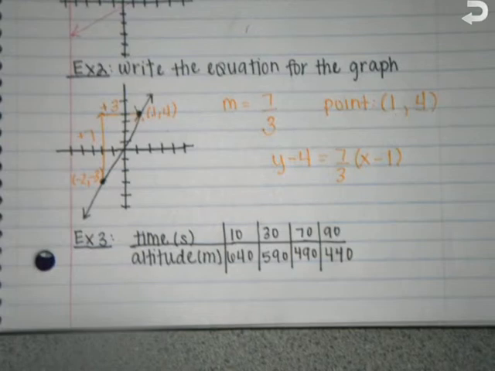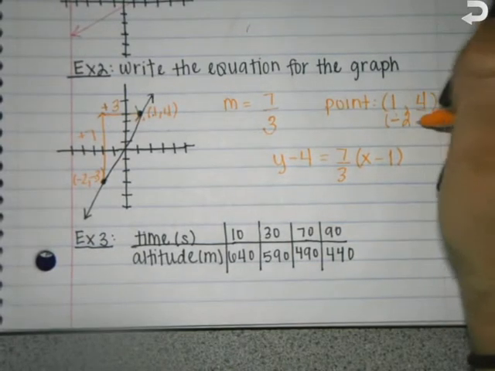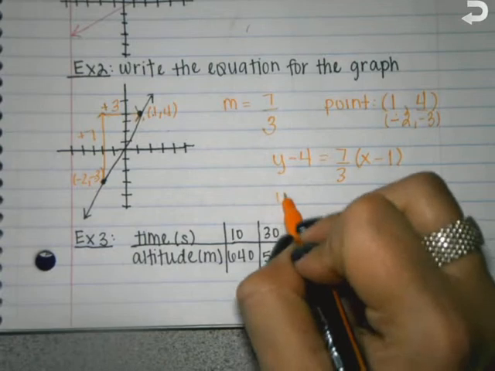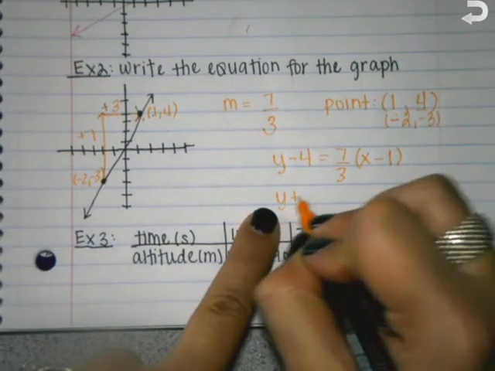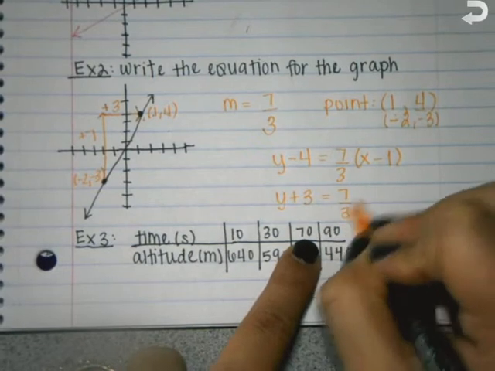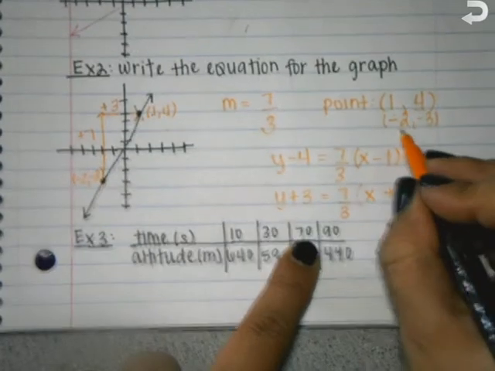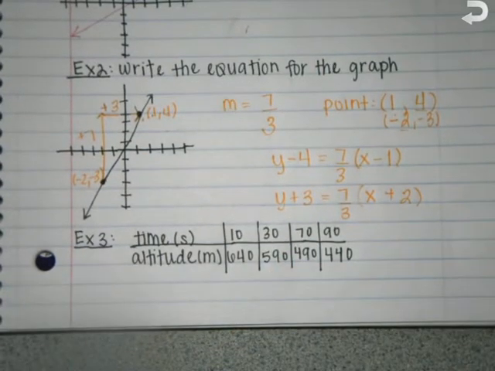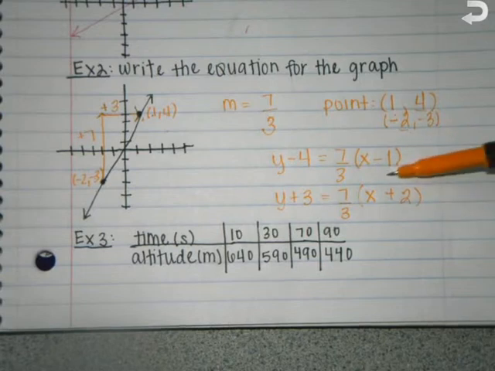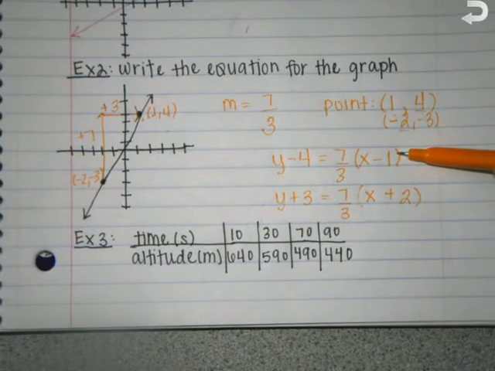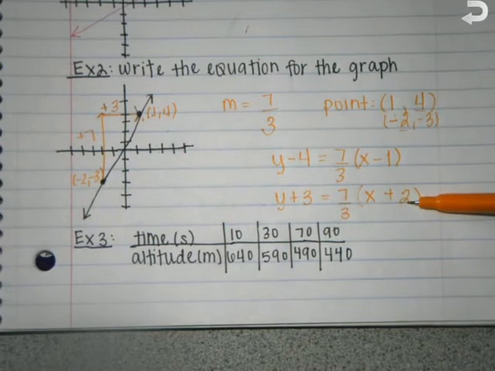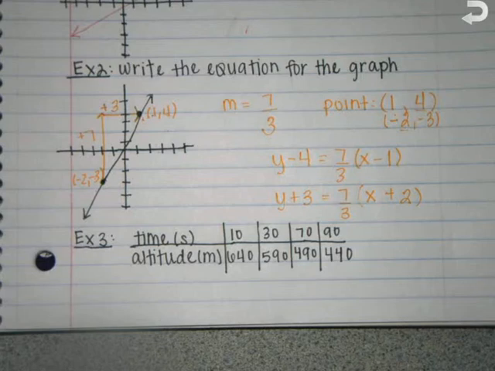What would have happened if I used the point -2, -3? That would give me y plus 3 equals 7 over 3 times x plus, what's the x coordinate? 2. Either one of these is correct. So on the homework, if you give me this one, I will give it to you. If you give me this one, I will give it to you. On these, there's more than one correct answer because you can pick any point on the graph.